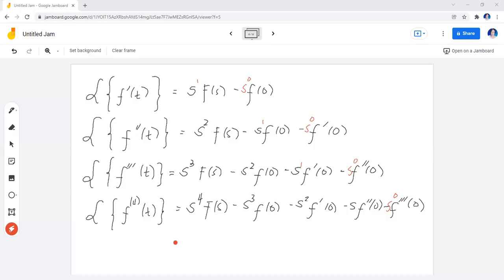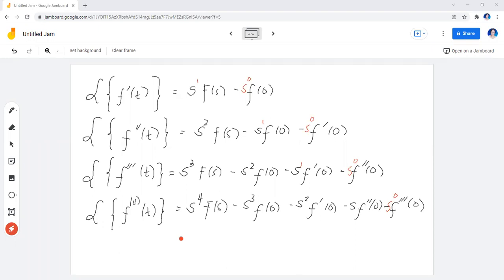So this will be a continuation class of what we have discussed regarding Laplace transforms. Our focus now is finding the solution of constant coefficient linear ordinary differential equations using Laplace transformation. So allow me to share the Jamboard where I already wrote the formula for Laplace transforms of derivatives.